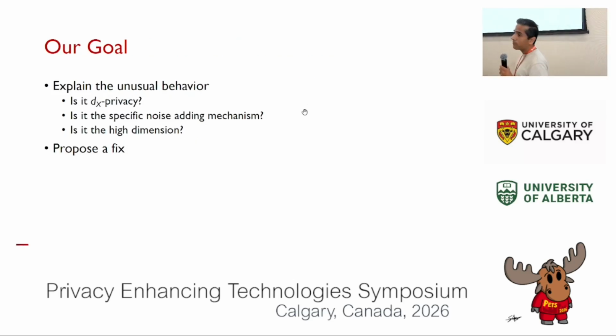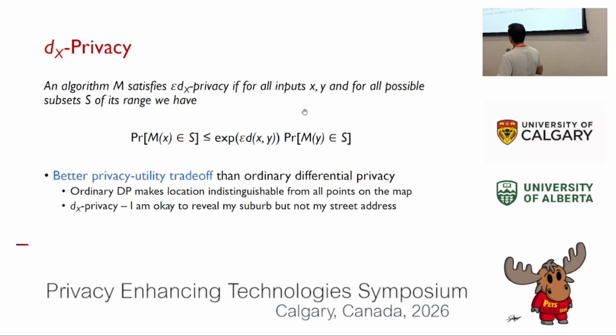So our goal in this paper was to find why this was happening. Was it because of the definition of dX-Privacy? Was it the particular mechanism we were using, or was it high dimensions? And if possible, to come up with a fix.